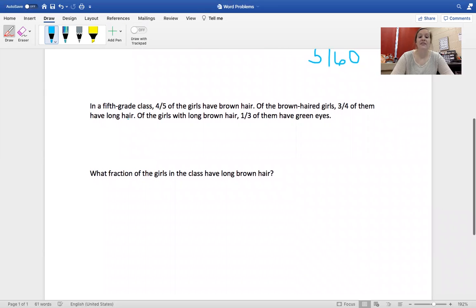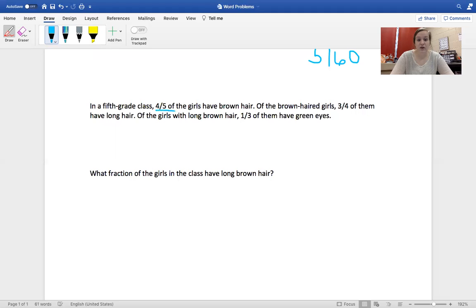So we have, in a 5th grade class, 4/5 of the girls have brown hair. Of the brown-haired girls, 3/4 of them have long hair. Of the girls with long brown hair, 1/3 have green eyes. So that's a lot of fractions to look at, right? We need to know what our question is to know which of those numbers we need to look at. Our question is, what fraction of the girls in the class have long brown hair?